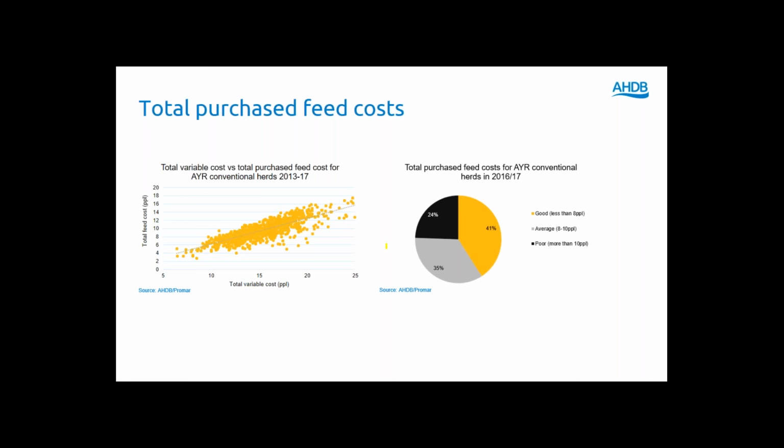When you break that down, our KPI ranges for total purchase feed costs are: if you're good, your costs are less than 8 pence per litre. If you're in the middle bracket, you're 8 to 10 pence per litre, and anything over 10 pence per litre is high cost. When you look at how our data breaks down, and this is just for the latest year's data that we've got, it's roughly a third in each of those categories. But we've certainly got a good proportion, 41% in the good category for that particular year's data.